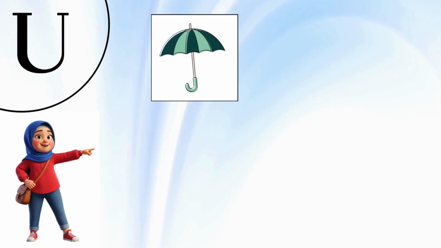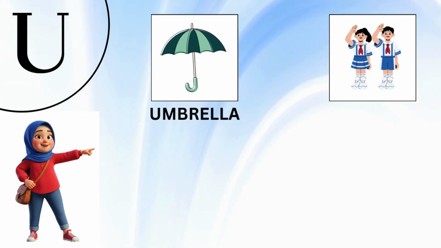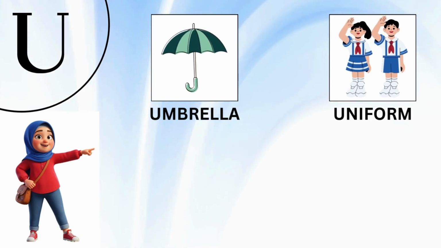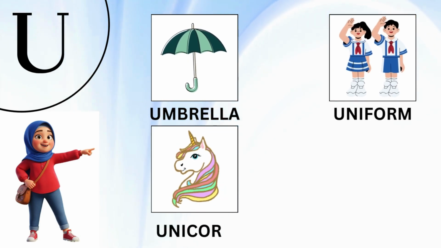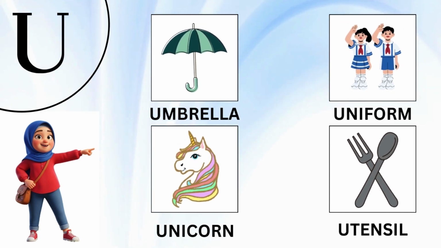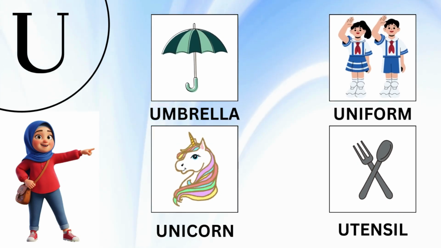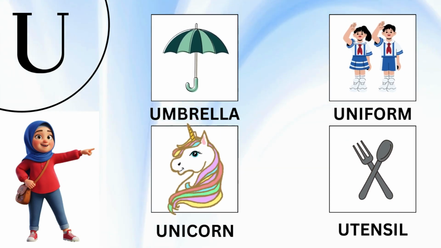This is letter U. U is for umbrella. U is for uniform. U is for unicorn. U is for utensil. Umbrella, uniform, unicorn, and utensil.